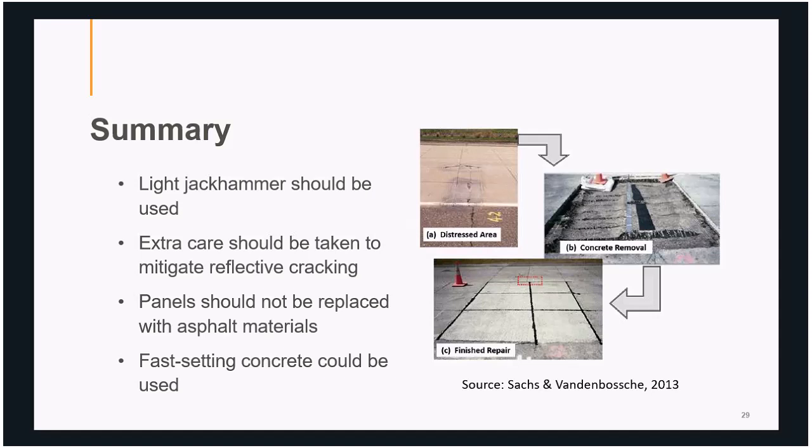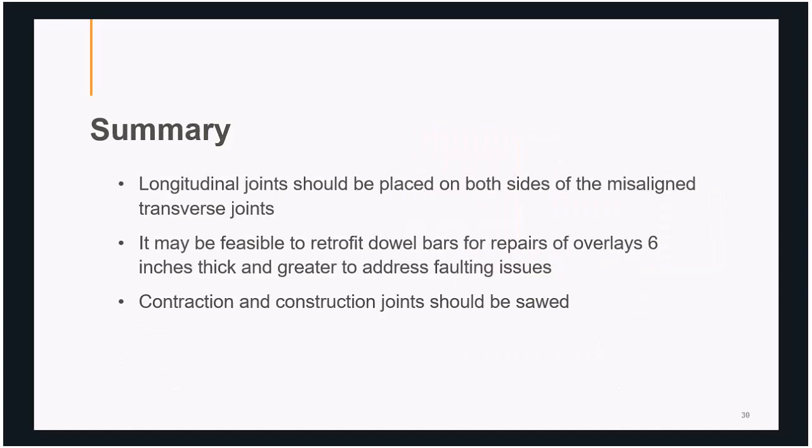Fast setting concrete could be used if the traffic opening time is a constraint. So in the event where a misaligned transverse joint is created to try to mitigate reflective cracking, longitudinal joints should be placed on both sides of the misaligned transverse joints to prevent the development of cracks from these misaligned transverse joints into the adjacent panels.